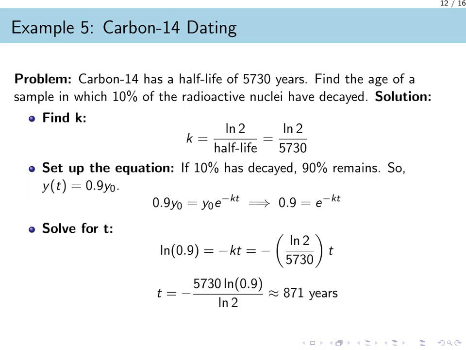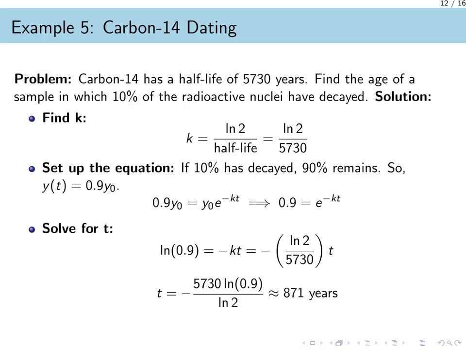Now, let us apply our understanding of exponential decay to a practical example: carbon-14 dating. Our goal is to find the age of a sample where 10% of its radioactive carbon has decayed. First, we use the known half-life of carbon-14, which is 5,730 years, to find the decay constant k.